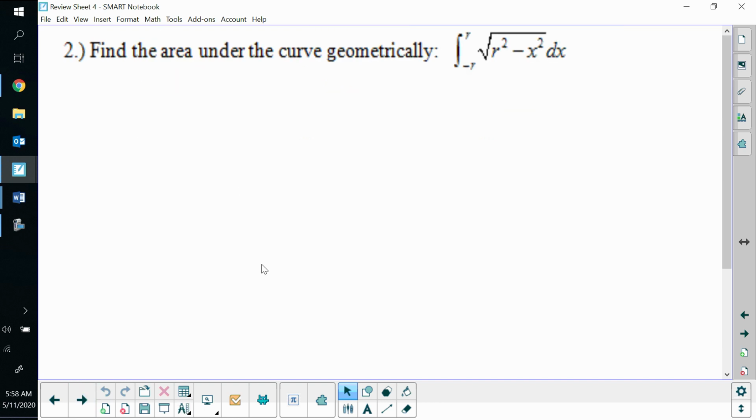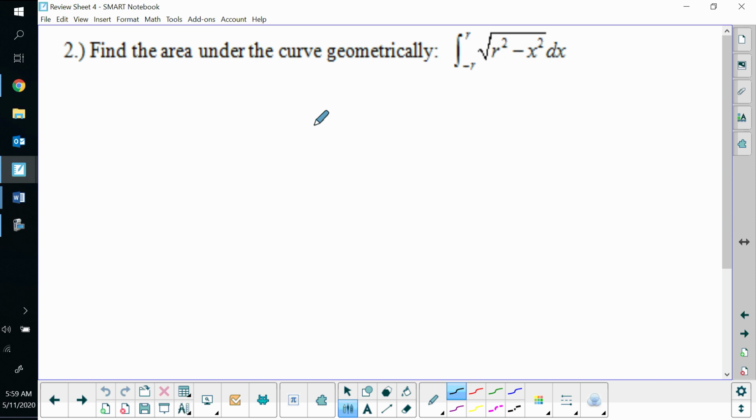So we'll start off on number 2. We want to find the area under the curve geometrically. If it says geometrically or using area formulas, that means our graph should create an area between the graph and the x-axis that is just nice formulas. So triangles, rectangles, portions of circles, things like that.